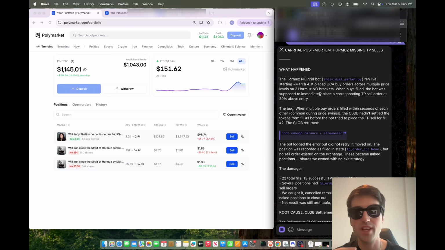In this specific case, it had done a bunch of buys and it didn't realize it was supposed to do the sells, because it tried doing the sells and then the sells failed because of something with Polymarket's API in the settlement layer.